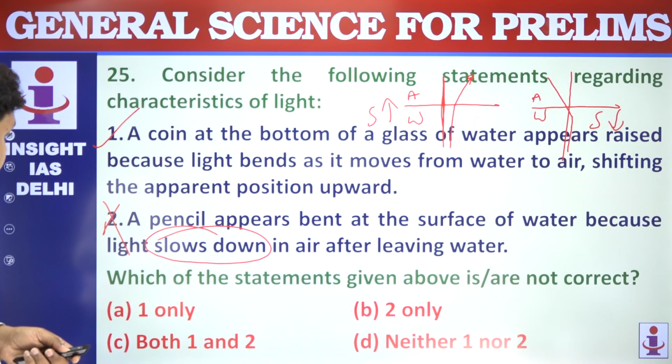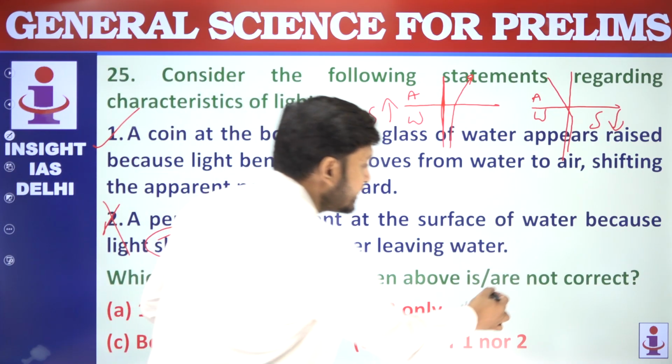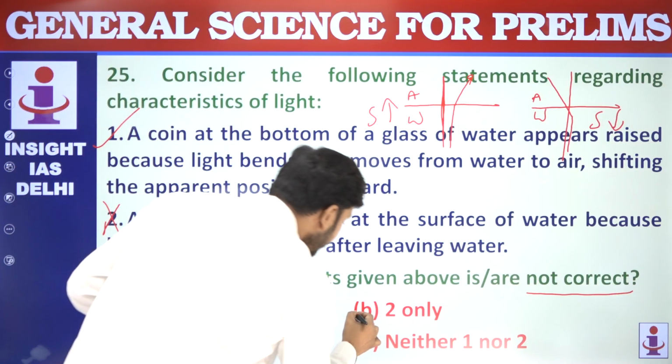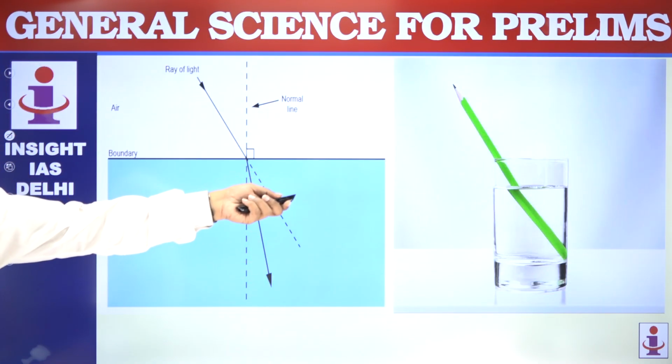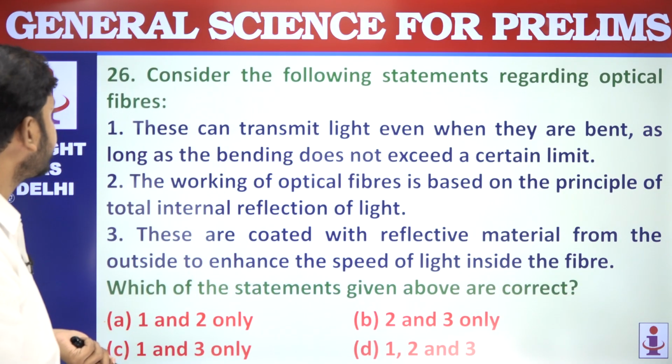So only one statement is correct and one is wrong, but what they are asking is which of the following is not correct. So the not correct one is the second statement, so our answer will be B in this case. This is the same picture. Can you see the pencil is bent? This is what I have discussed. Okay, let's go to the next question.